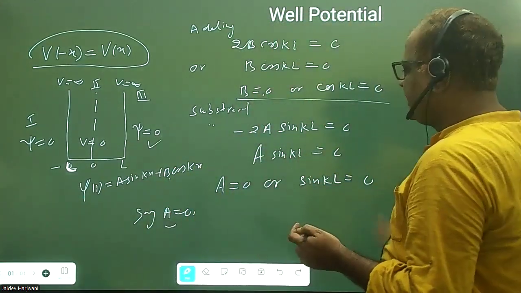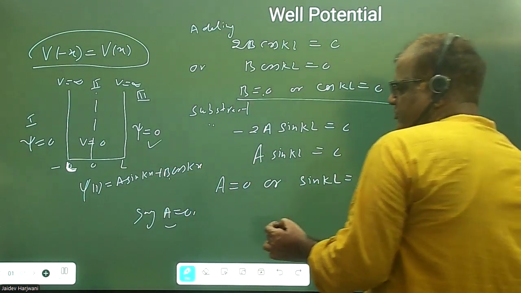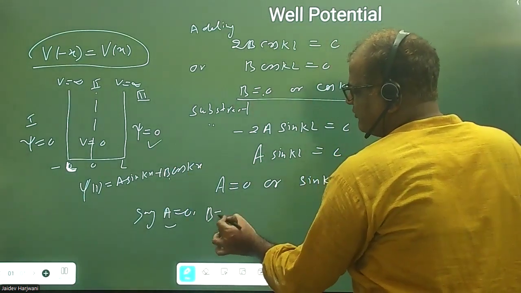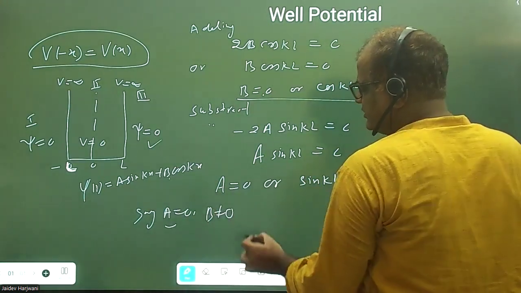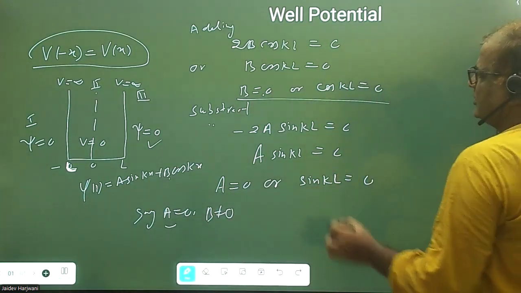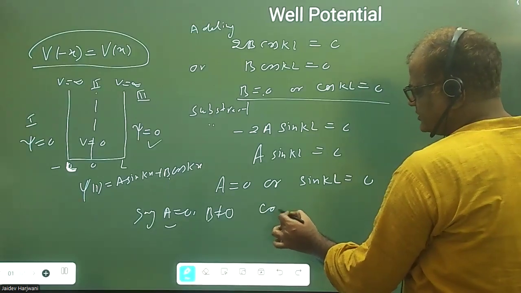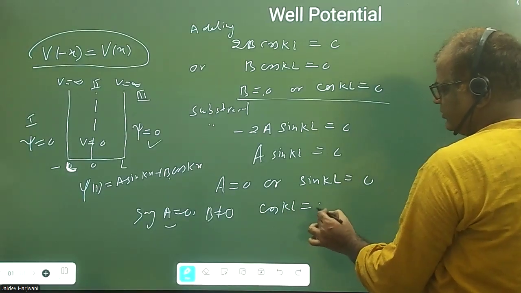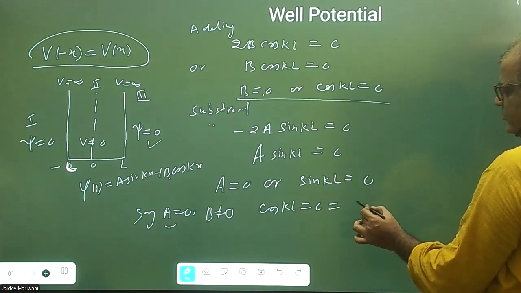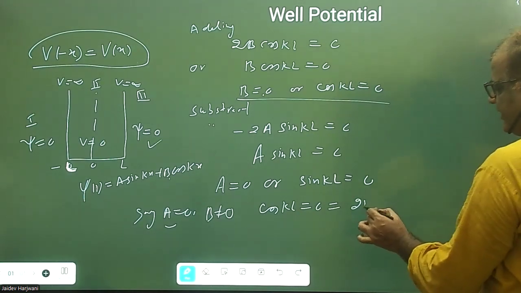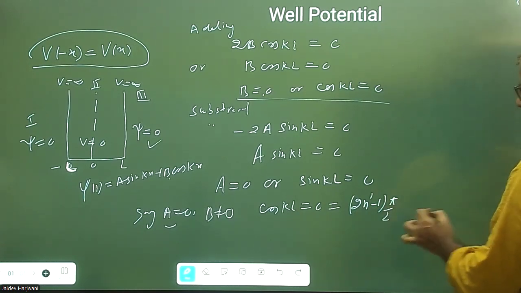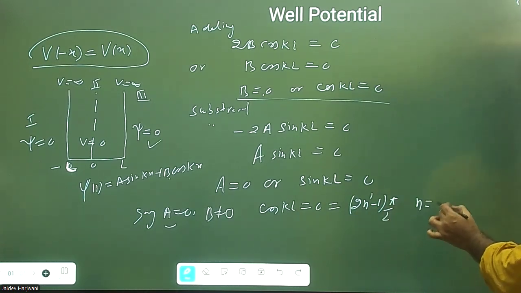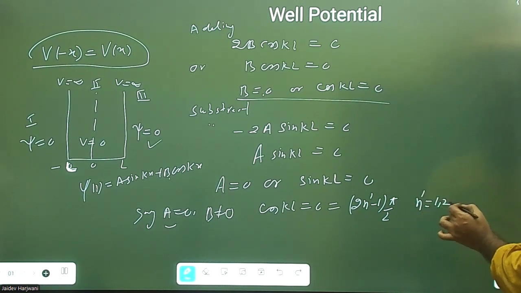Instead, we will take cos KL equal to 0. So say a equals 0. Then b will not be equal to 0, otherwise the function will become 0. So what are we solving for? So b is also not equal to 0. So cos KL equals 0, and cos KL equals 0 means KL should be equal to (2n' minus 1) pi by 2, where I'm taking n' equal to 1, 2, 3, 4.